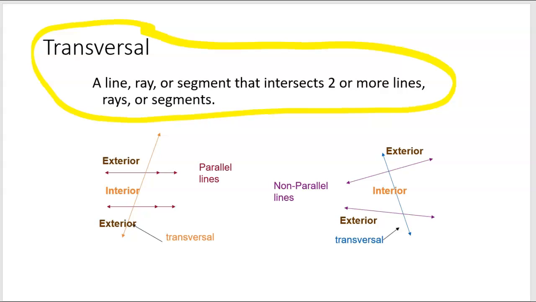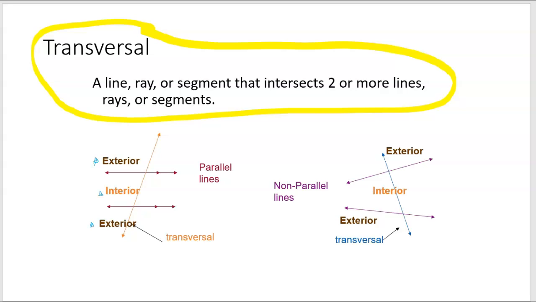All right, so transversal is a line, a ray, or a segment that intersects two or more lines, rays, and segments. So, and then here is our first example. We have two sets of parallel lines. We have a transversal that's cutting it. You don't need to necessarily copy down the word exterior, interior, and stuff like that.